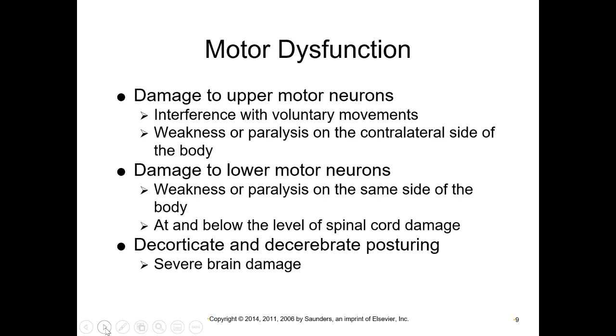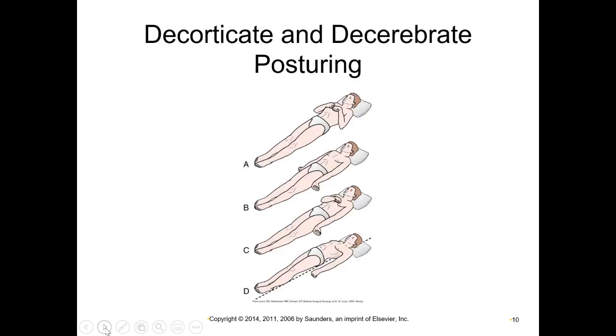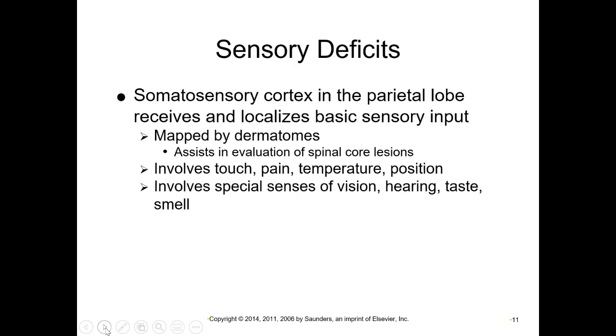Decorticate and decerebrate posturing. Severe brain damage is what these indicate. Now, I believe there's a picture. There are better pictures than this. These are not the best pictures, but these are showing you the difference between decerebrate and decorticate posturing. Notice the hands and how the hands are formed and shaped. Look in your book. I think there's a better picture in your book than that one. I know there's one on the videos that I posted on the YouTube channel. If you want to look there at this content, it's a really good video.